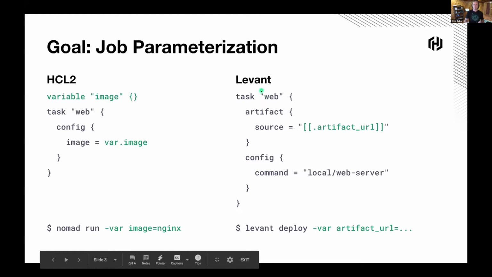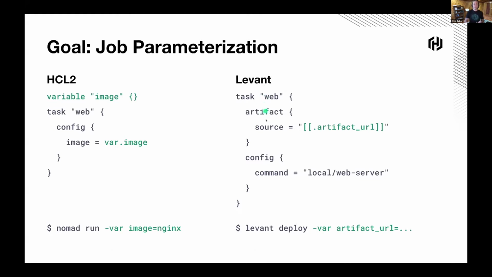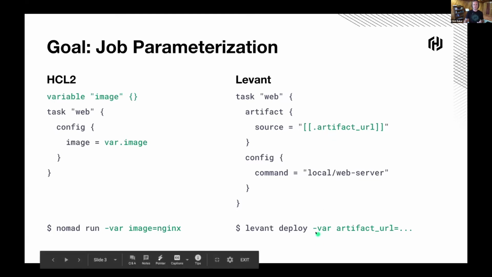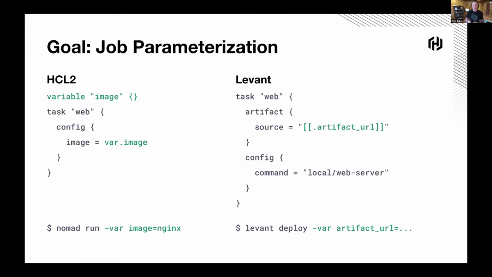Levant allows a similar sort of thing. Here I've got a job. It's got, in this case, an artifact that I'm going to download from the web, a binary from my application. And then I'm going to run that. And then when it's time to actually deploy this, I'm going to specify, using a similar syntax, what the URL for this artifact is, right? So this is what your typical deployment is going to look like inside of a CD pipeline, right? I just need to update the Nomad job that I'm running. I need to fill out this template with the information that I know at runtime, which is, what image do I want to deploy? What artifact do I want to download?